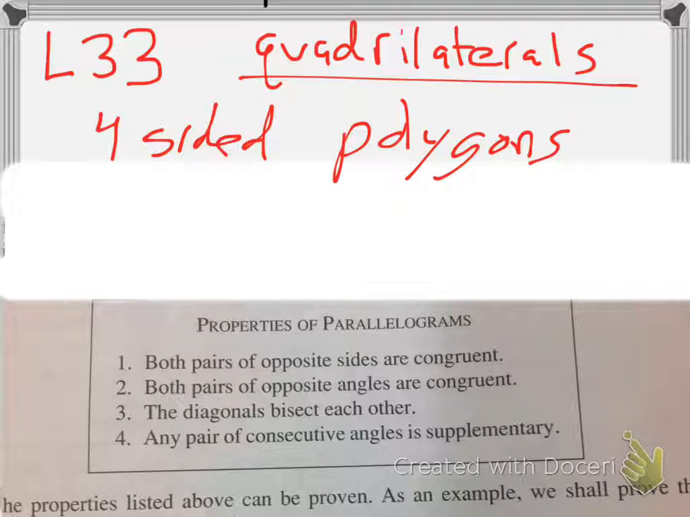There are quadrilaterals where none of the sides are parallel. There are quadrilaterals where exactly two sides are parallel. And then there are quadrilaterals where both pairs of opposite sides are parallel. So we start to get narrower and narrower with what are quadrilaterals. So there are subsets in there. The first one that we're going to talk about today are parallelograms.